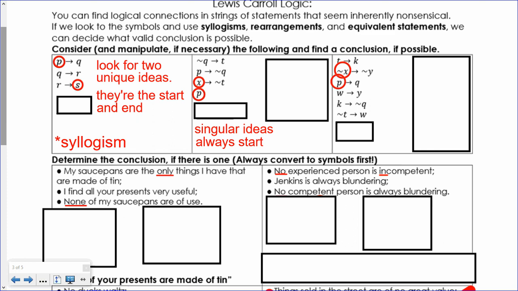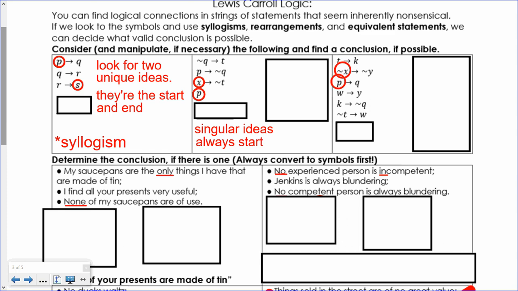And then sometimes we also have to use equivalent statements. Do you remember what's equivalent to a conditional? Contrapositive. So underneath equivalent statements, I want you to write contrapositives. You remind yourself. So we use syllogism, rearrangements, and contrapositives, the equivalent of the conditionals, to figure out what a logical conclusion should be based on the argument.